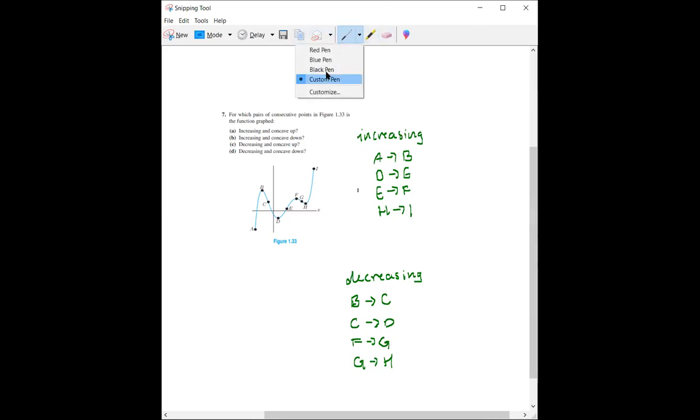Now we can go ahead and categorize them based on concavity. What about A to B? This chunk just here, down. And now B to C. Up or down? B to C, down. C to D? Up. D to E? Up. E to F? Down.